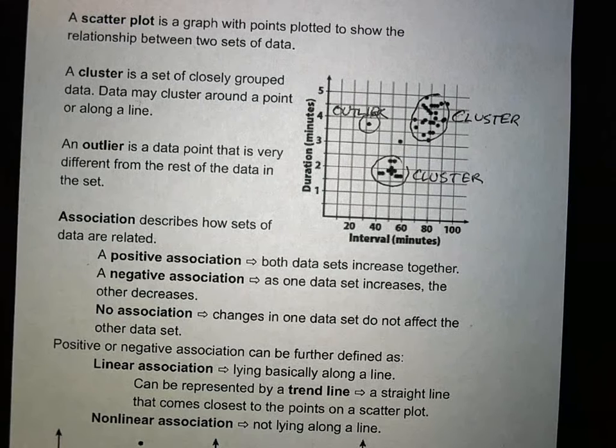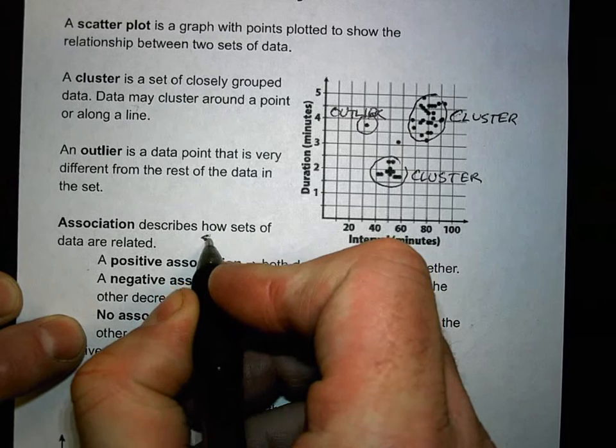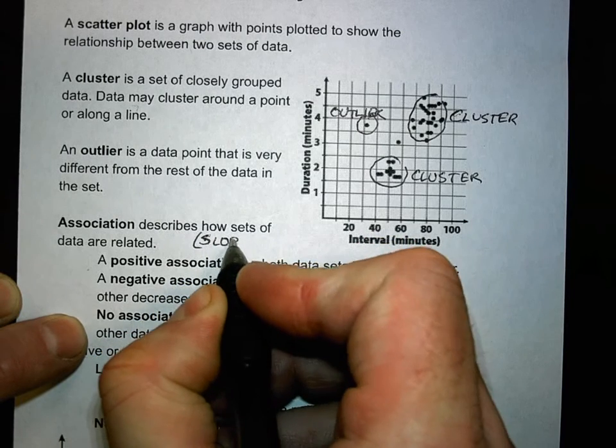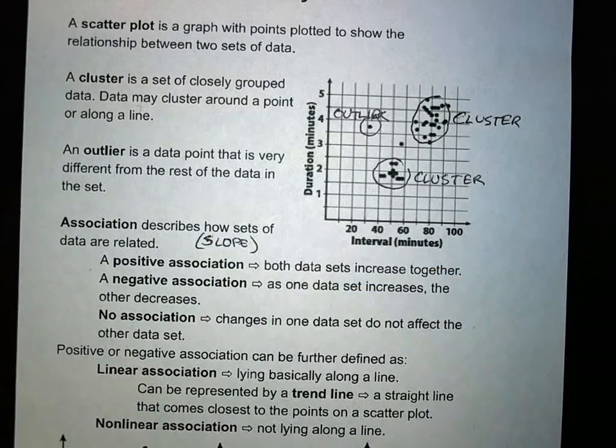So association describes how they're related. When you think of association, think slope. How does a positive slope rise?